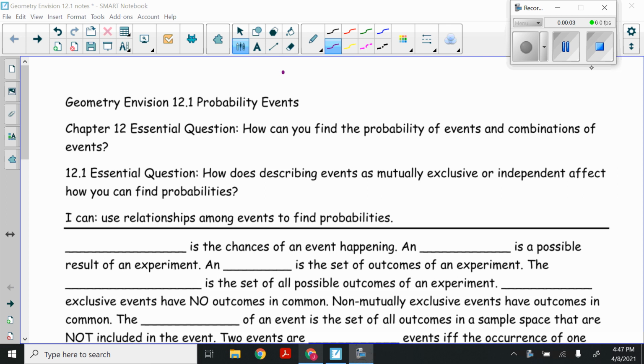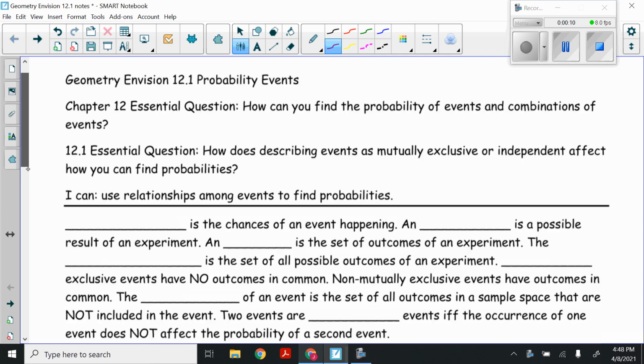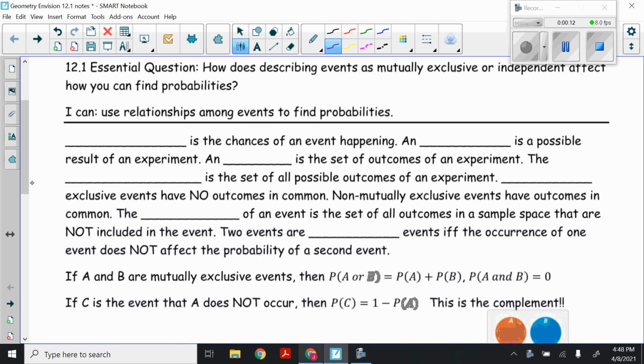Today in geometry, we are going to start looking at probability. This is Envision's chapter 12. So first let's talk about what is probability, get some of our definitions and vocab out of the way.